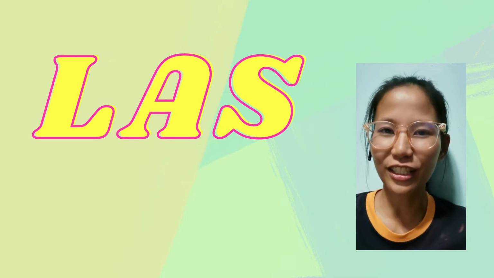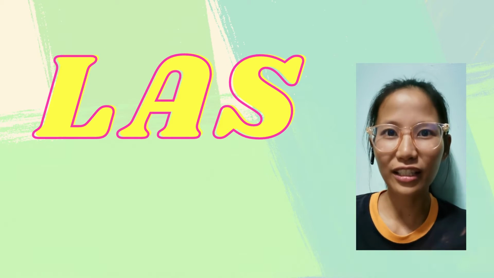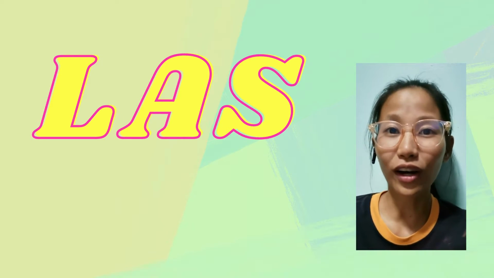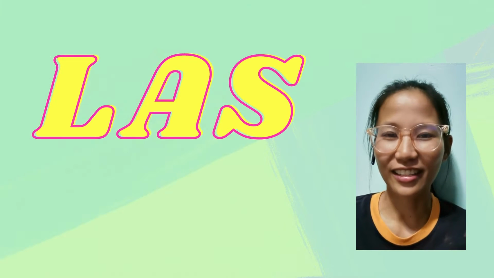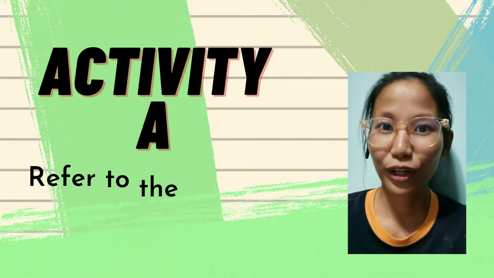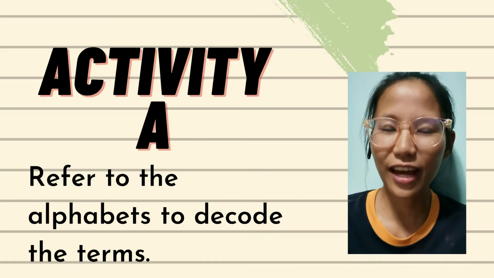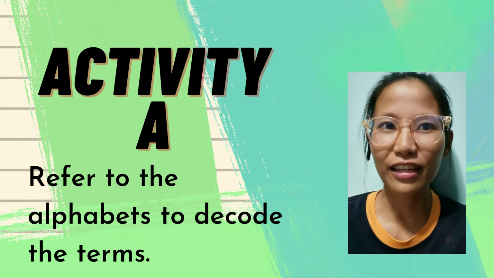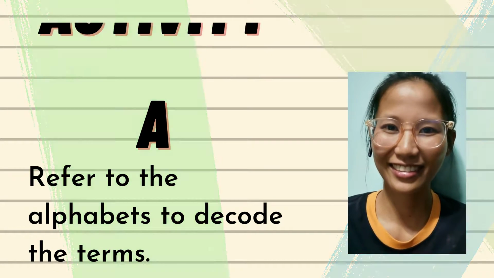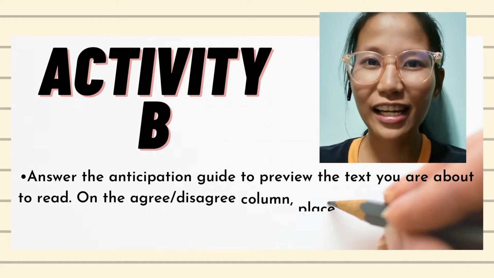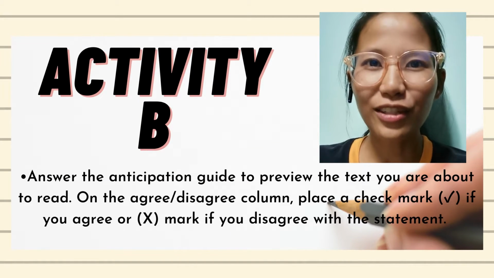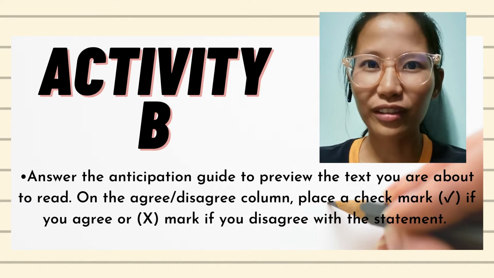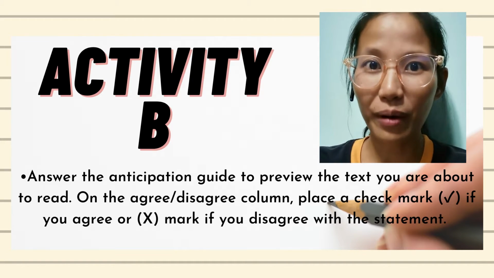In your learning activity sheets, you have more than 5 activities. Now, let's see how well you understood the lesson. For Activity A, you must carefully decode the following terms given for each number. For Activity Letter B, you must answer the anticipation guide to preview the material or the text that you are about to read.